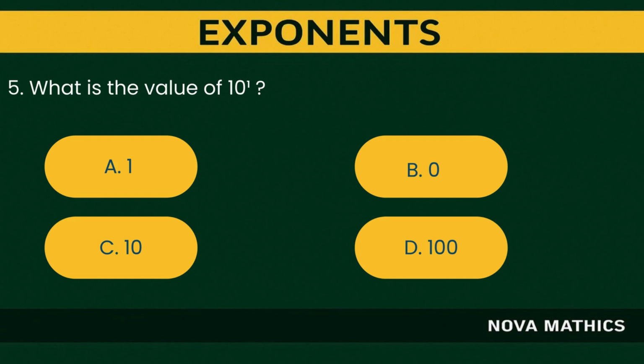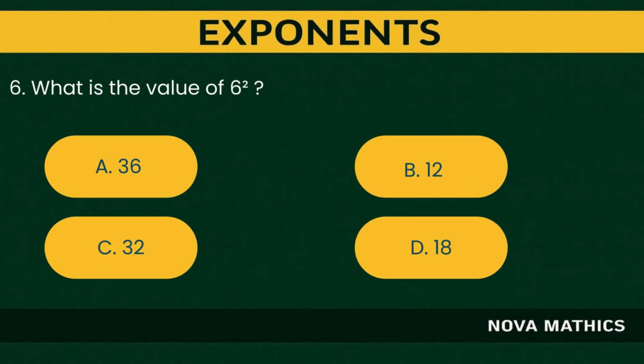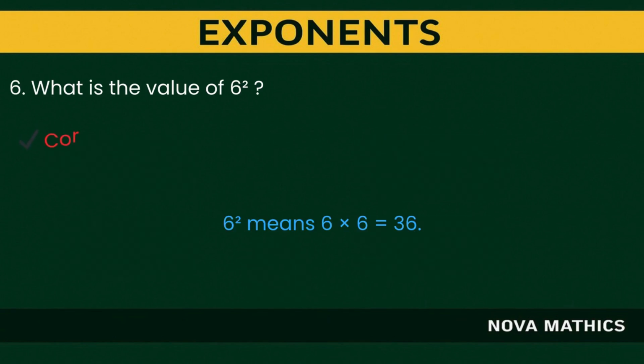5. What is the value of 10 to the power of 1? Correct answer is 10. 10 to the power of 1 is just 10. 6. What is the value of 6 to the power of 2? Correct answer is 36. 6 to the power of 2 means 6 times 6, which is 36.